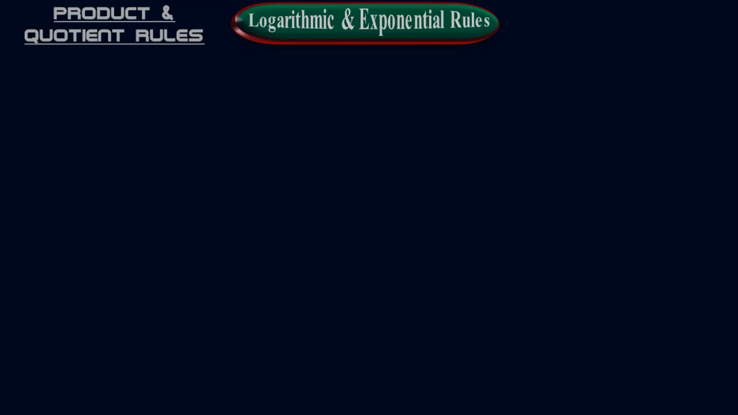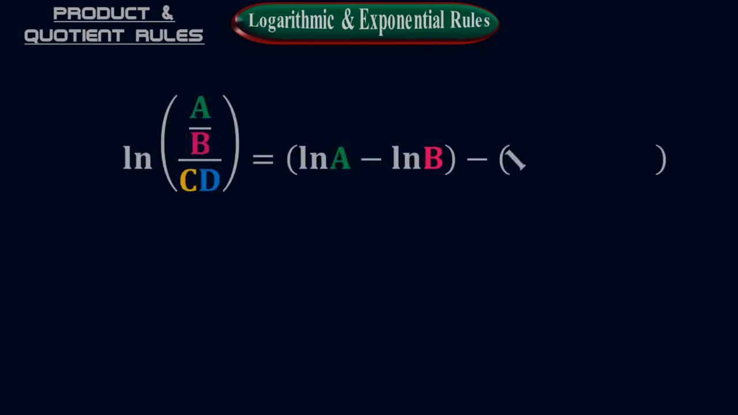Similarly here, my a is x, my b is 2y, and my c is x squared. So it equals natural log x plus natural log 2y minus natural log x squared. One more product and quotient rule. Suppose I have natural log of a over b over c times d. It equals natural log a minus natural log b minus natural log c plus natural log d.